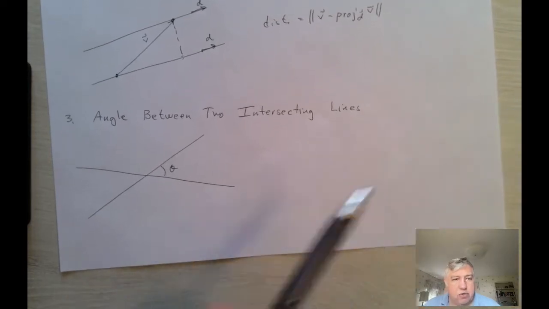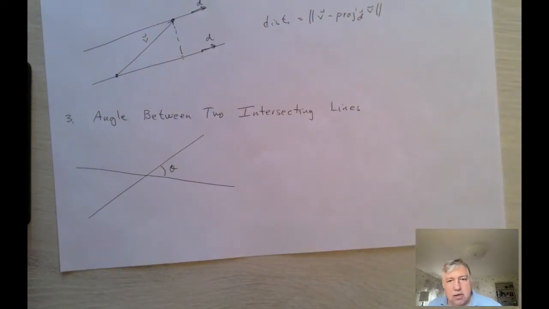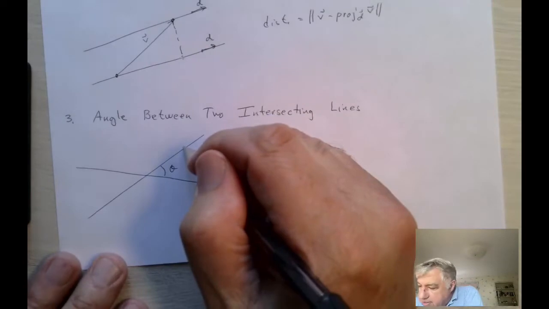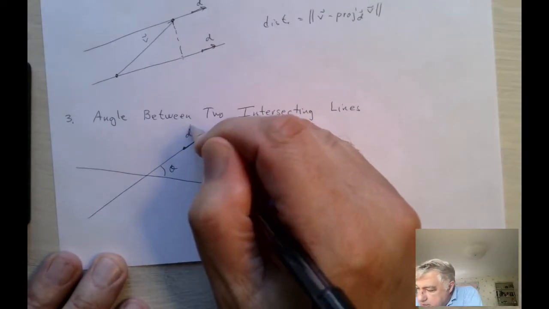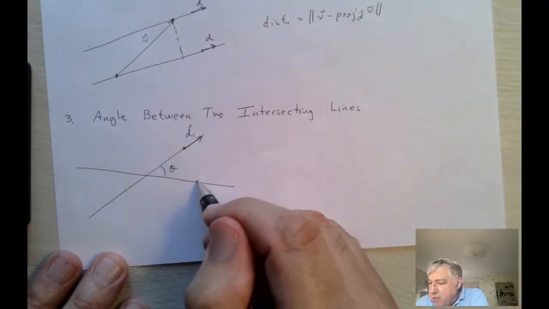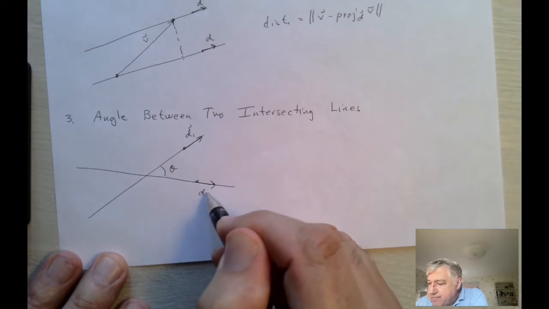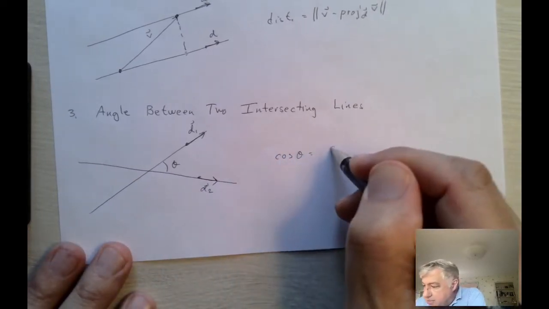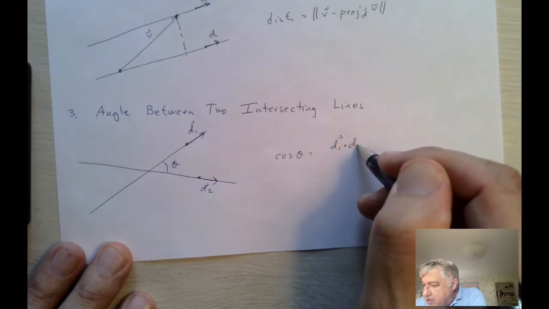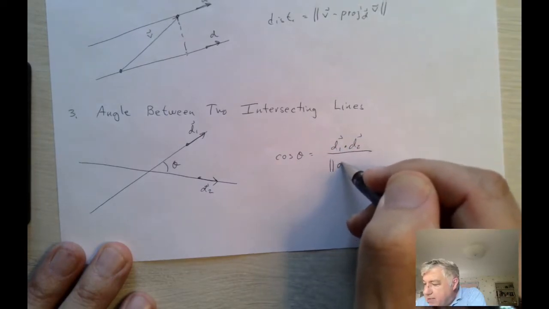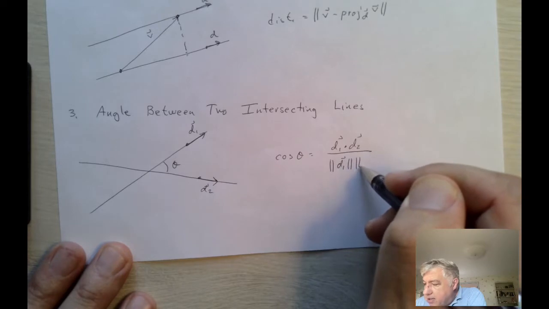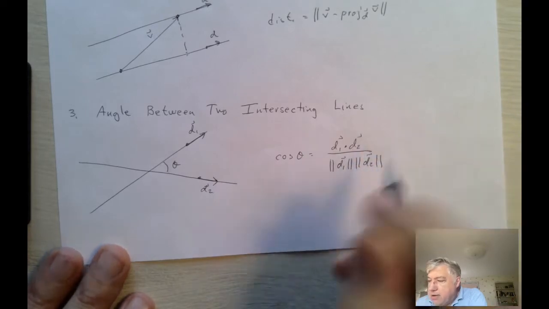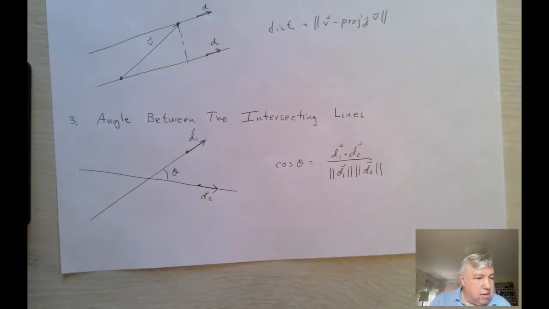And then, of course, we also talked about the angle between 2 intersecting lines. If the direction of this line is d1 and this direction is d2, then the cosine of the angle is d1 dot d2 divided by the length of d1 times the length of d2. Okay, so we talked all about this before.